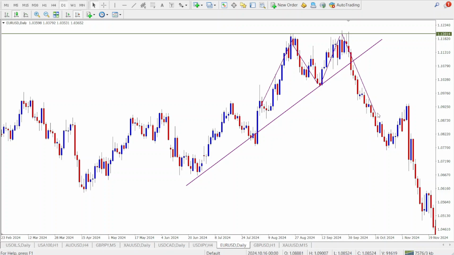A confirmation signal occurs when price breaks below the neckline, which is the low between the two peaks. So when you have a break of the neckline, that is a confirmation signal. You can then enter in the direction of the breakout.